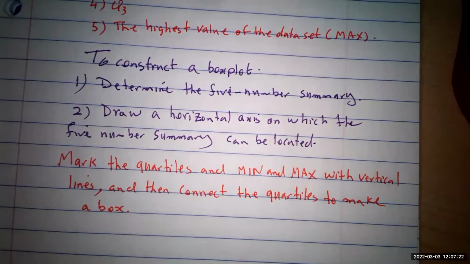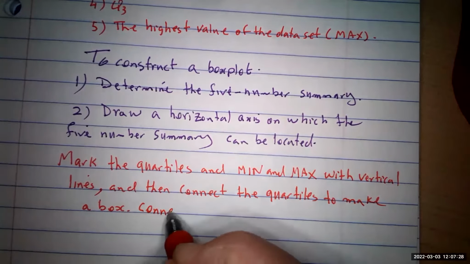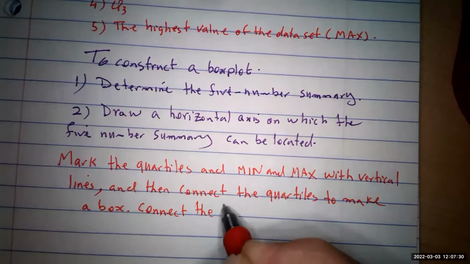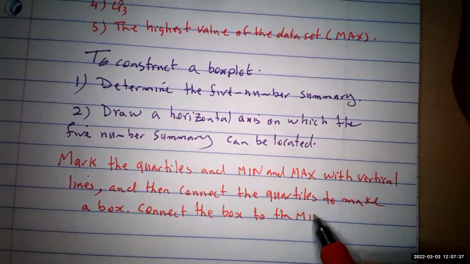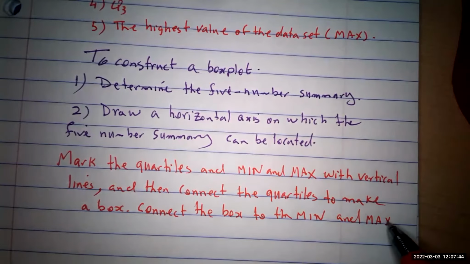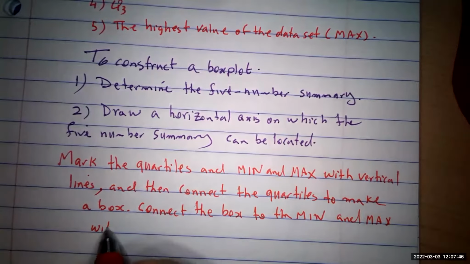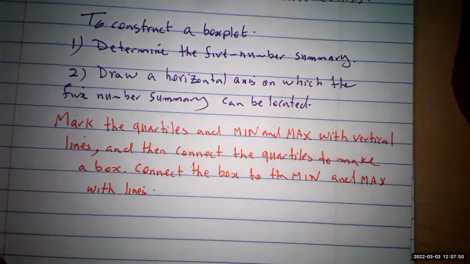Okay, now go to the box and connect it. You are going to connect the box to the minimum and the maximum with lines. That's it. This is how we're going to make that box for you.